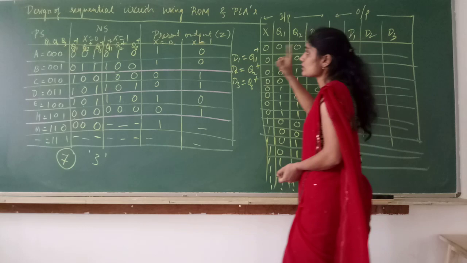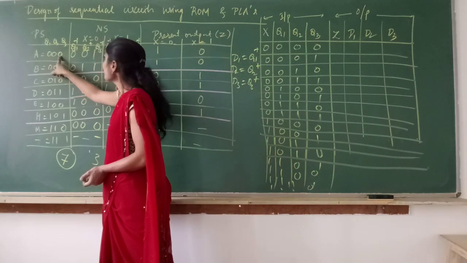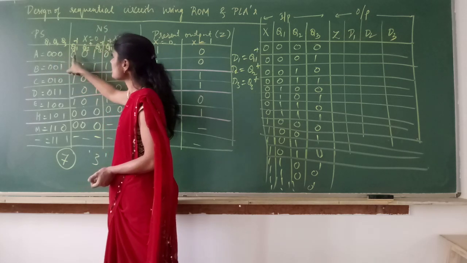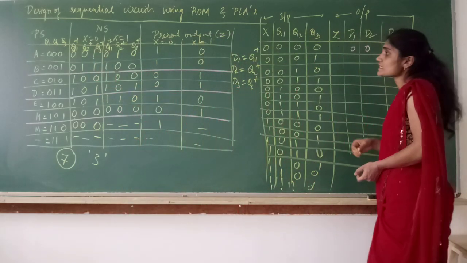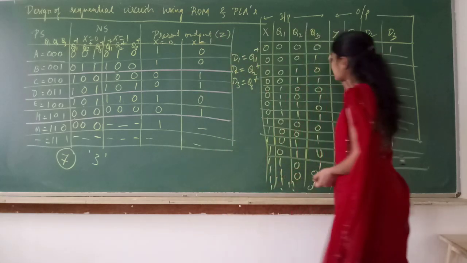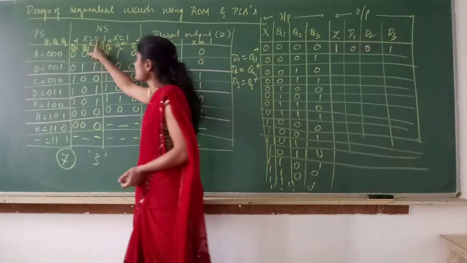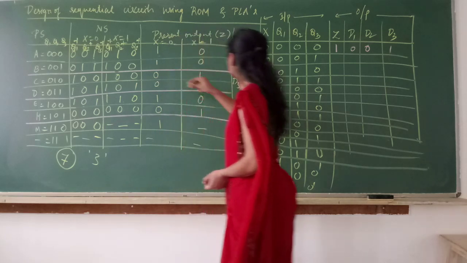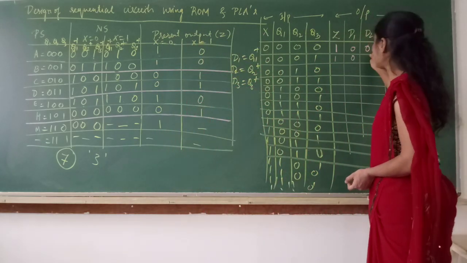So first combination is what? X is 0, and Q1, Q2, Q3 are 0, 0, 0. What is Q1 plus, Q2 plus, Q3 plus? Output is 0, 0, 1. What is Z? X is 0, so Z is 1. Next, 0, 0, 0, 1. What is the next state? 0, 1, 1. What is Z? Z is 1.